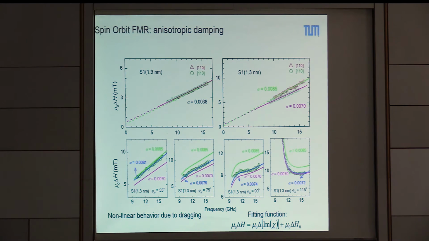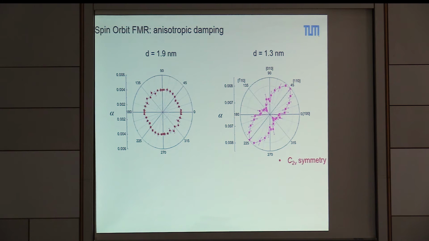And you can see you can fit all the data, but you have to vary the damping parameter. So these are just for comparison, these are the lines that are deduced from these fits, and you can see they don't fit, but for each angle you get a different damping parameter. So there seems to be an angular variation in alpha, and it's an intrinsic one because there is no zero frequency offset.